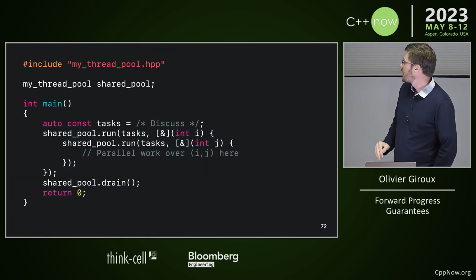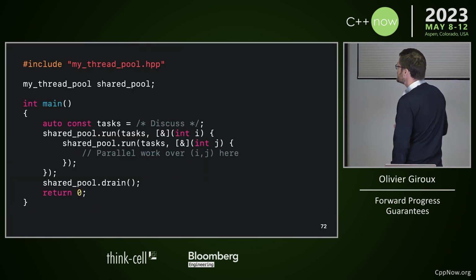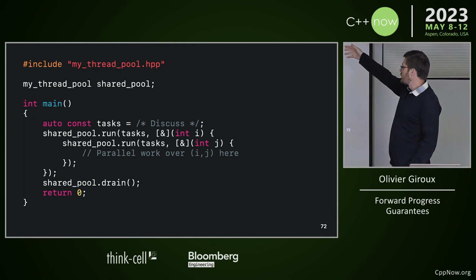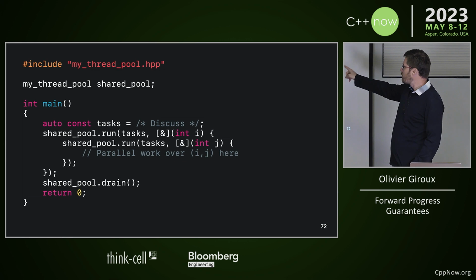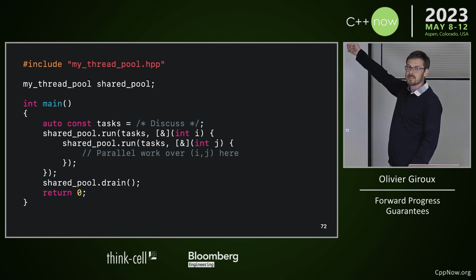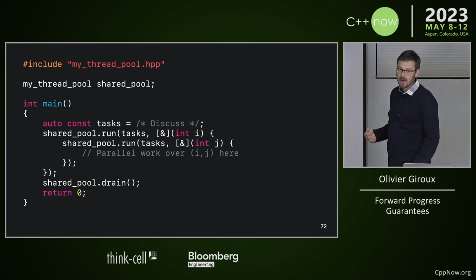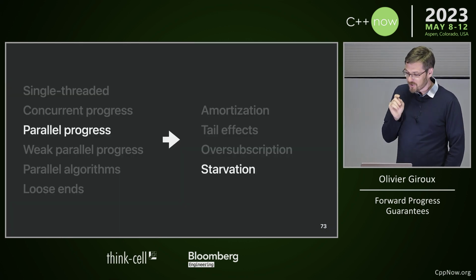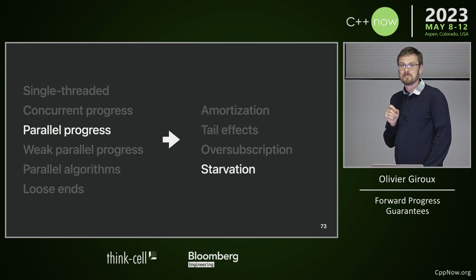So instead, what I'll want to do is have a global thread pool, big shared thread pool, and then I'll just append both levels of tasks into this thread pool. And now that solves my oversubscription problem. However, I have created myself a starvation problem.